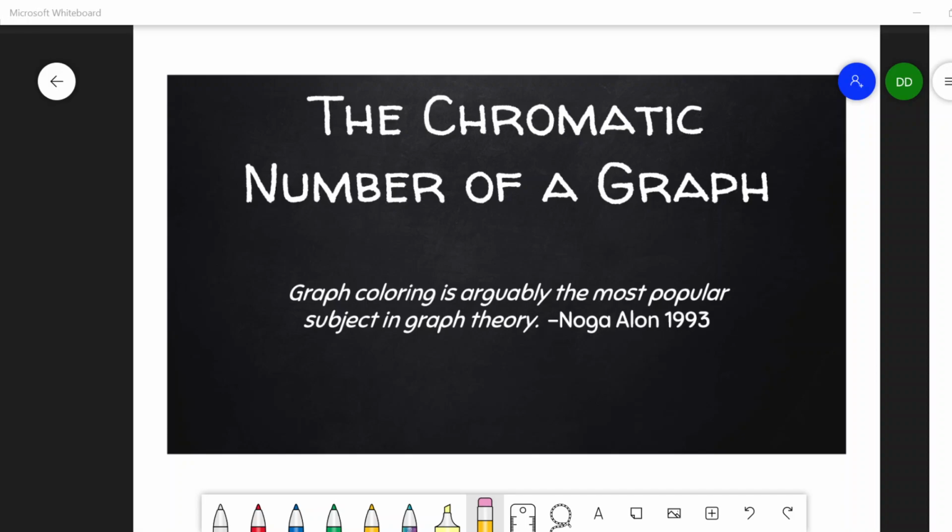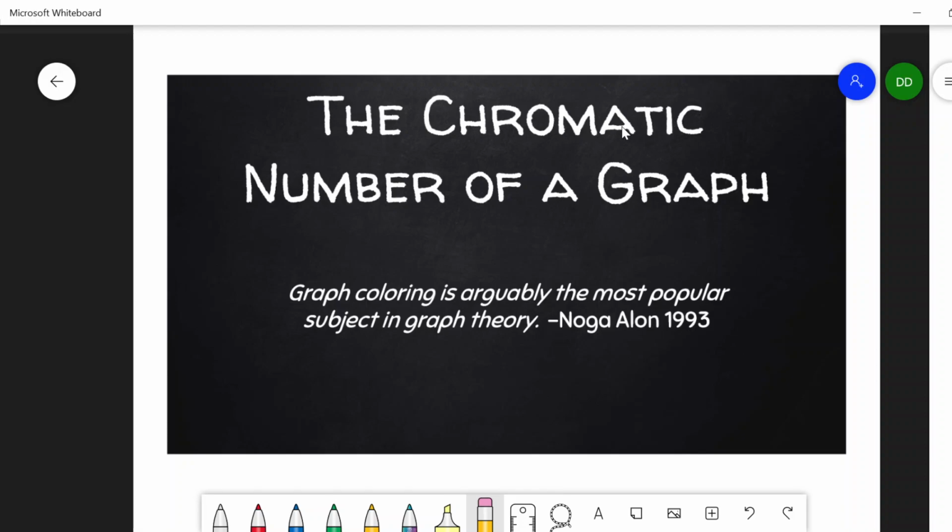In Chapter 14 of Graphs and Digraphs, we study vertex colorings. One of the most fundamental parameters involving vertex colorings is the chromatic number of a graph. And so we introduce vertex colorings through this in the first section. Now, graph colorings, it has been said, is one of the most popular subjects in graph theory. There are tons of papers and a huge body of knowledge done on graph colorings.